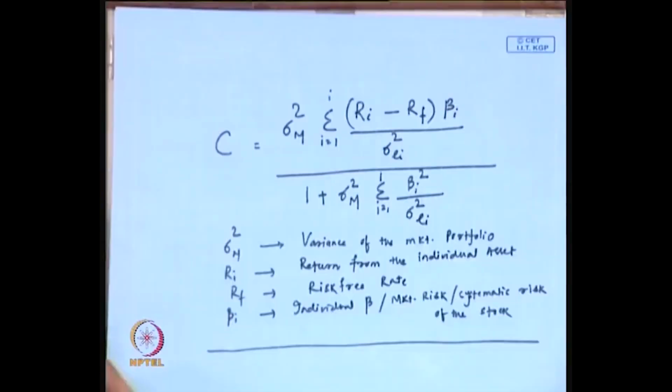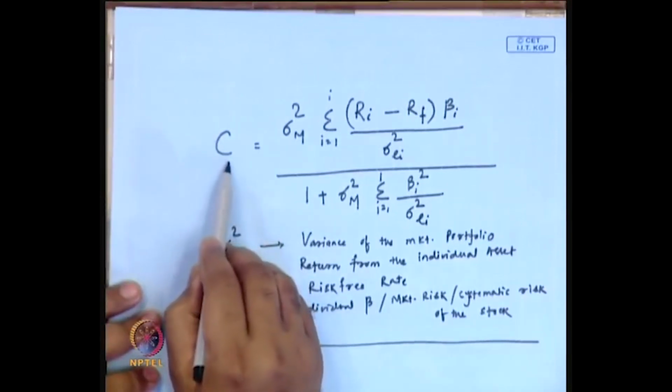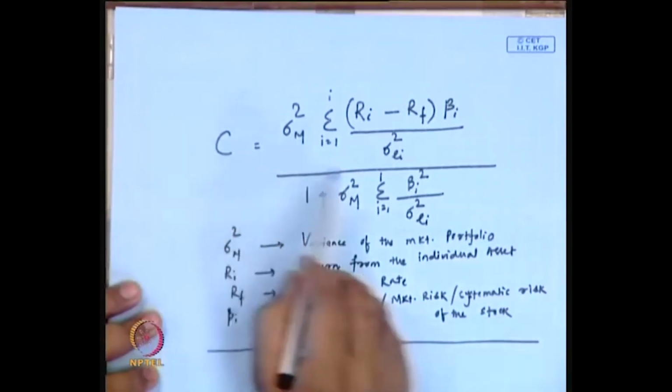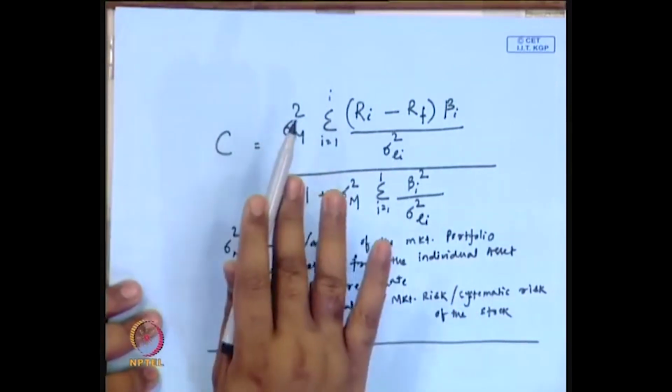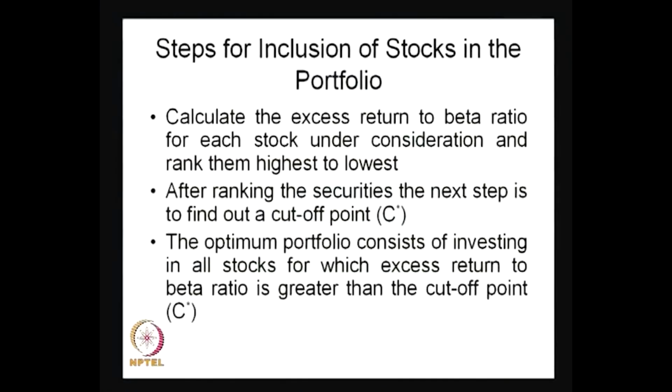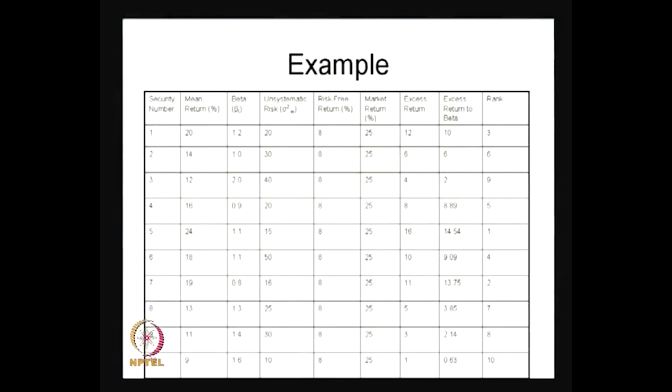Therefore, what we can see here is that Sharpe has explained that this is the way the cutoff should be calculated, and looking at this cutoff, we should decide which stocks to incorporate in our portfolio, those where the excess return to beta ratio is more than the cutoff rate. So, if you see this example, then it will be more clear.